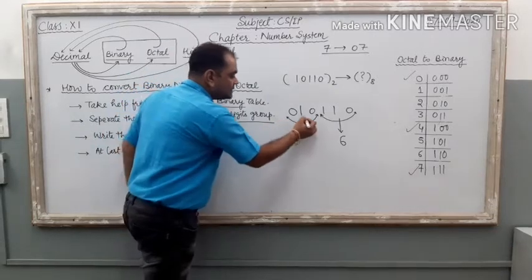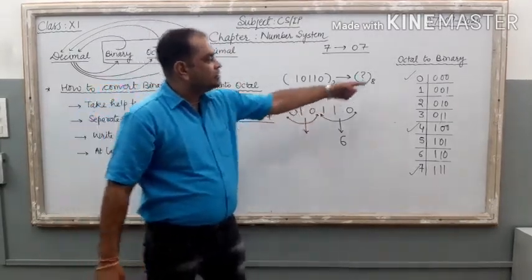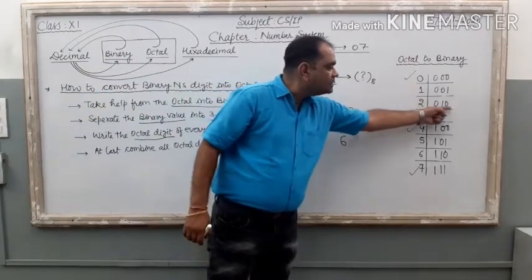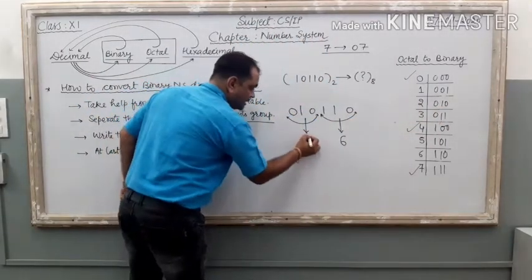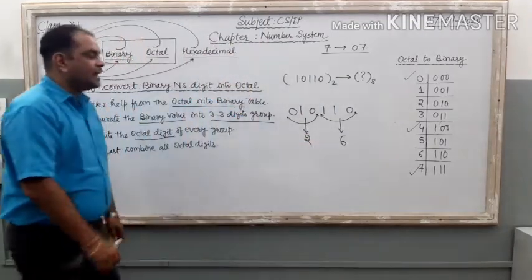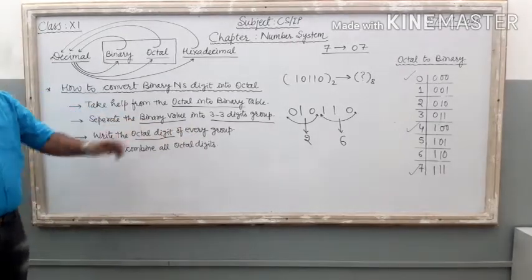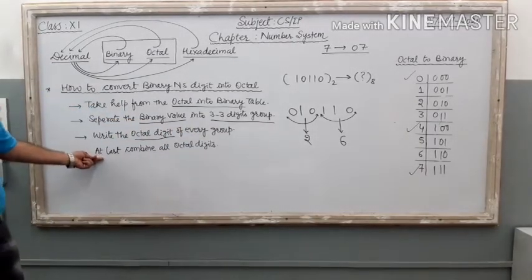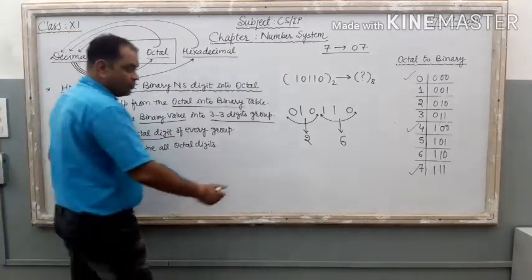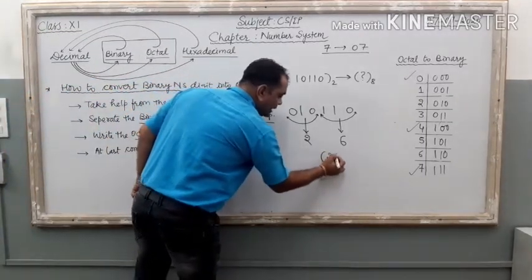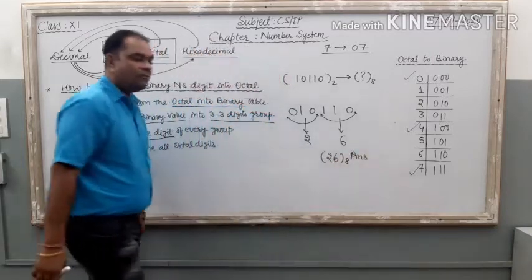Now come towards the second group. Here the group value is 010. Just try to find out 010. It is the binary code of 2. So against this group I just write 2. So the third step is completed. Now come to the fourth step. At last, combine all octal digits. When we combine them, the result is 26 base 8. It is the result.